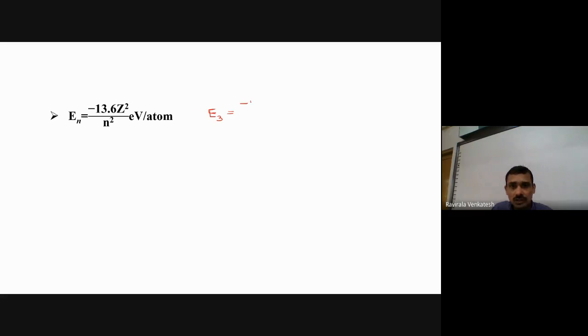So what we have to do? 13.6, for which atom we are calculating? Take hydrogen or helium, whatever it may be. Hydrogen means Z equal to 1. Helium means Z equal to 2. Most of the cases you will get hydrogen or helium, or in some cases lithium. Next, divided by n, n means 3 whole square. So we are going to get minus 13.6 into 1 divided by 9, something like 1 point something eV per atom. In this way you can calculate the energy and size.